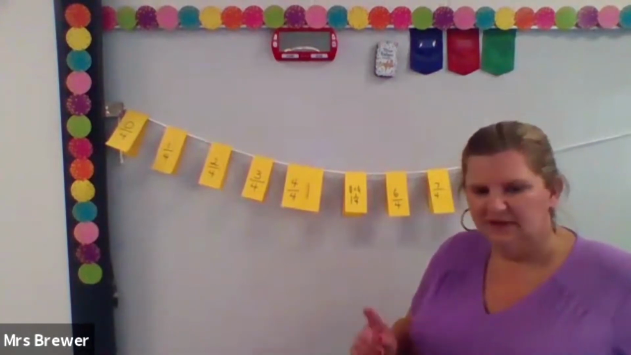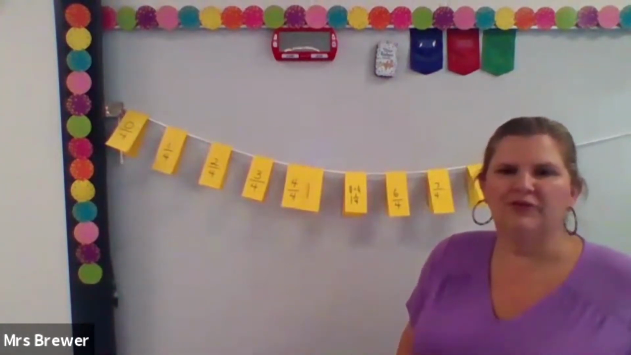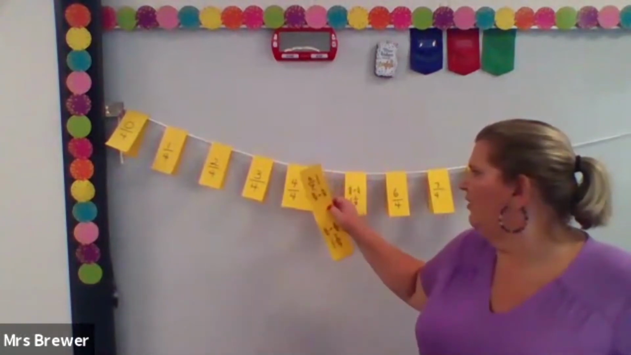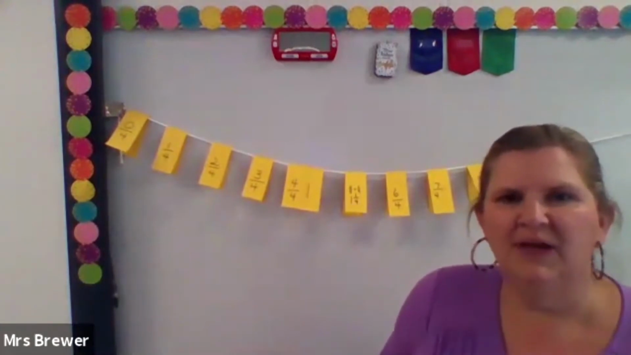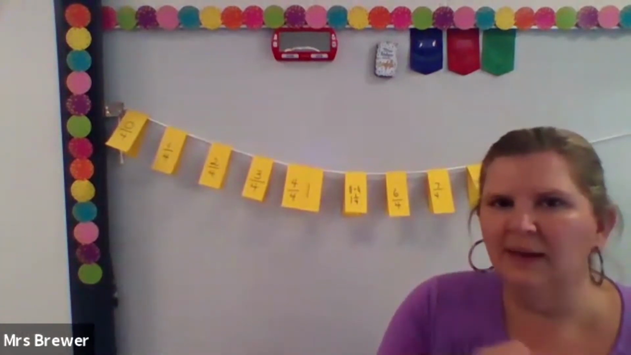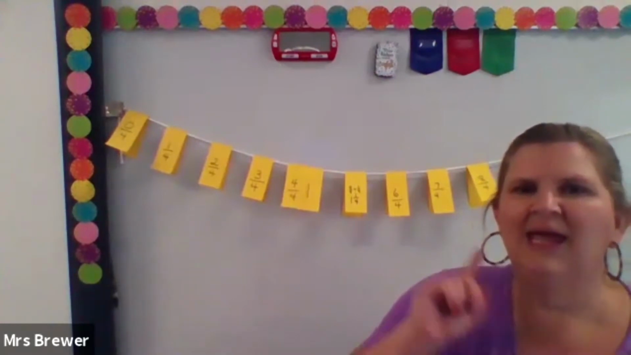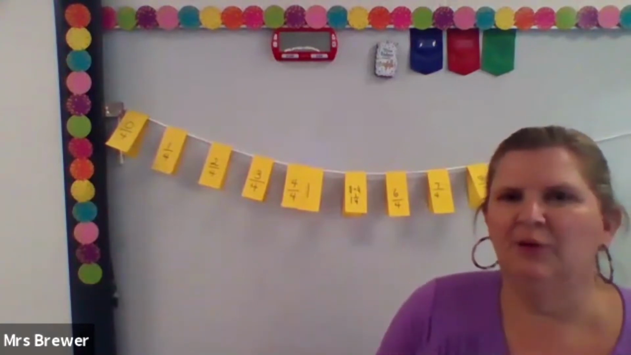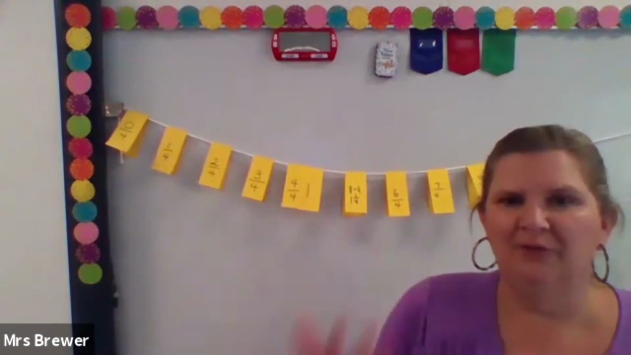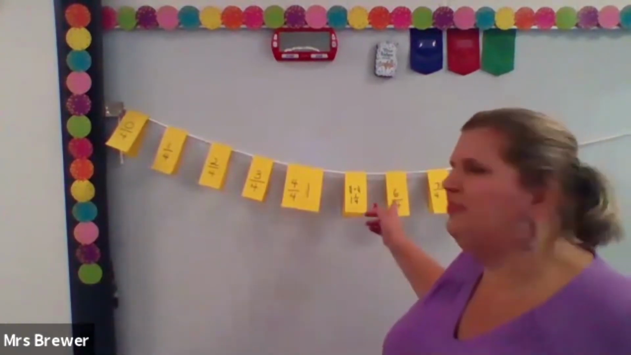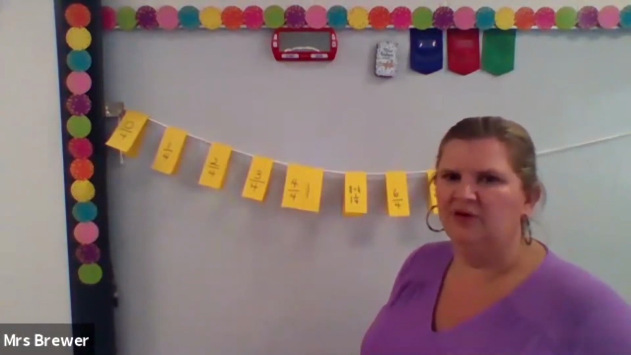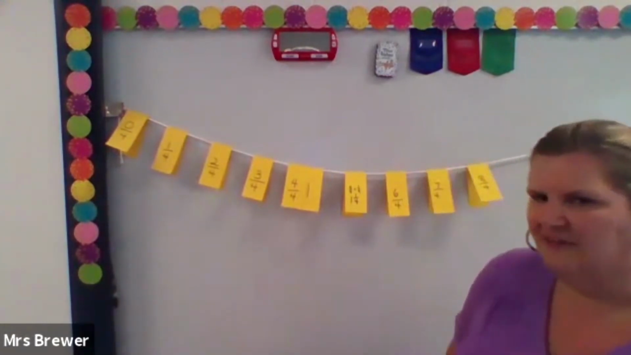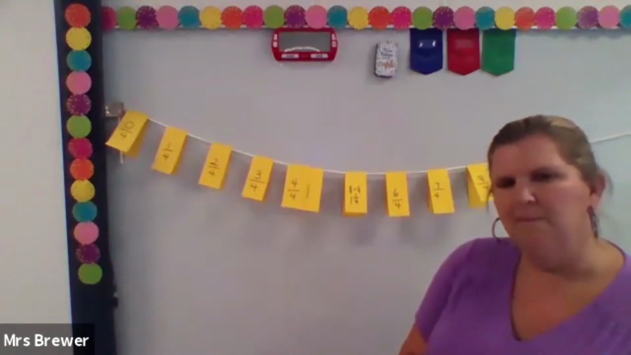Okay? Let's look at this 6/4. And boys and girls, we call this a mixed number. Anytime we have a number that has a whole number and a fraction with it, it's called a mixed number, because it's a mix between a whole number and a fraction, a mixed number. Okay? So let's look at this 6/4 here, boys and girls. What do you think 6/4 would be as a mixed number?